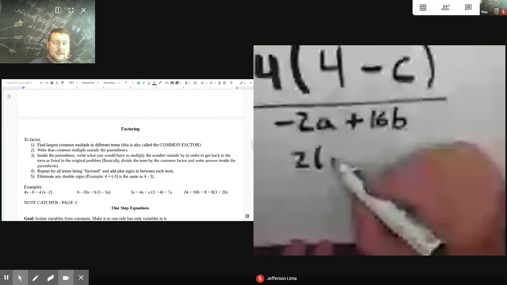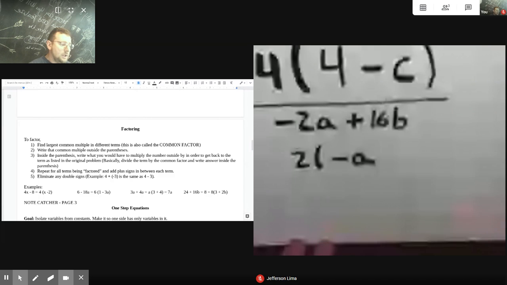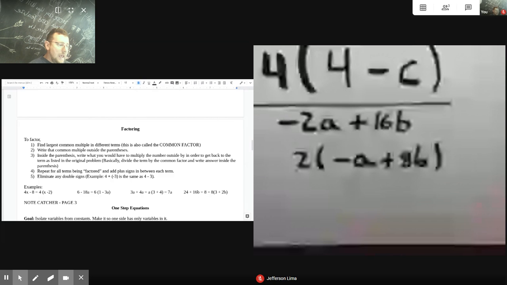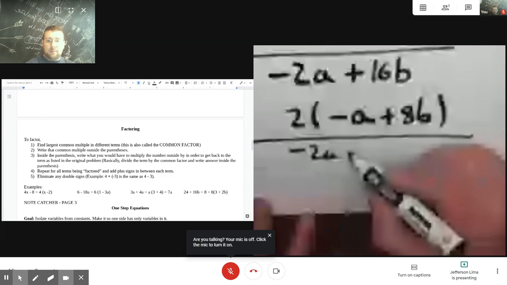What about that 16 that's on the outside? Well, 16b divided by 2 is 8b. So I can just do plus 8b. And that's it. We did it. Now, what would have happened if you had the same problem, but you have both terms negative? Because that happens sometimes. You could have that happen.